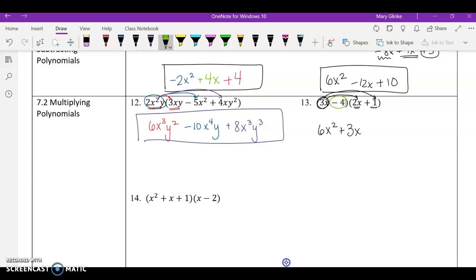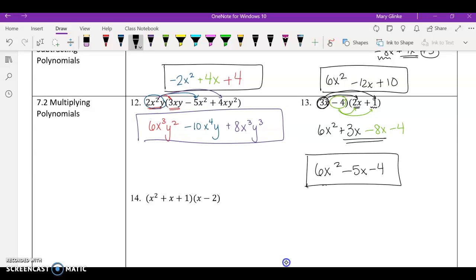Then we're going to distribute the negative 4 to everything in the second parentheses as well. So negative 4 times 2x is negative 8x, and negative 4 times 1 is negative 4. After that, you're going to go ahead and combine like terms and get 6x squared minus 5x minus 4.